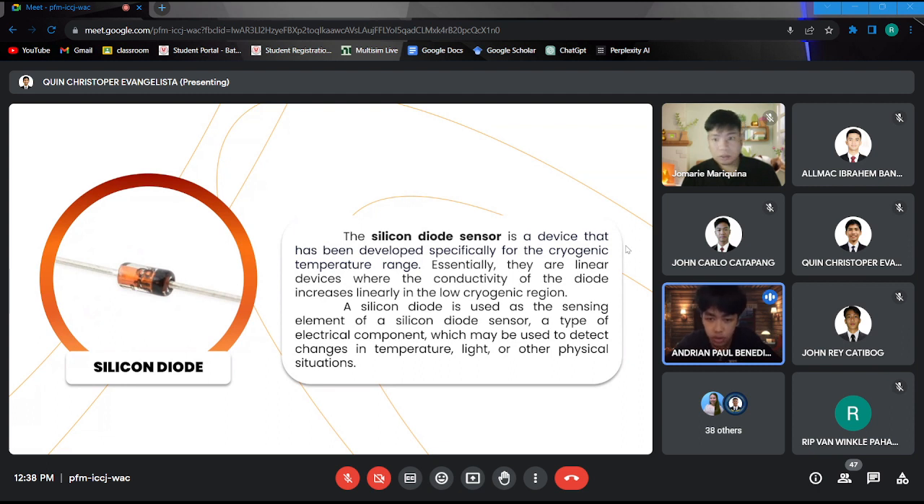A silicon diode is used as the sensing element of a silicon diode sensor, a type of electrical component which may be used to detect changes in temperature, light, or other physical situations. So madalas po natin siyang makikita sa mga ice plant since ito po ay nakaka-measure ng cryogenic range temperature po. So para mas maintindihan po natin, may provided po kaming video.